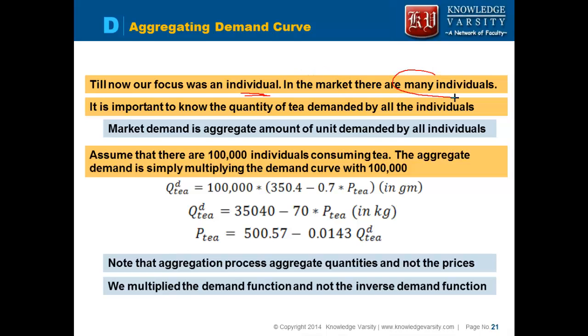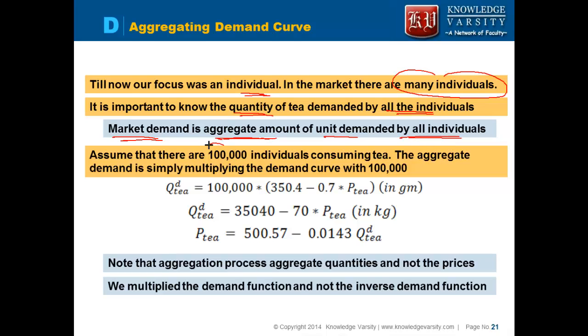However, in the market there are many individuals. We need to know the quantity of demand of tea by all the individuals. So when I say aggregate demand, that is a market demand. The market demand is the aggregate amount of units which is demanded by all the individuals.